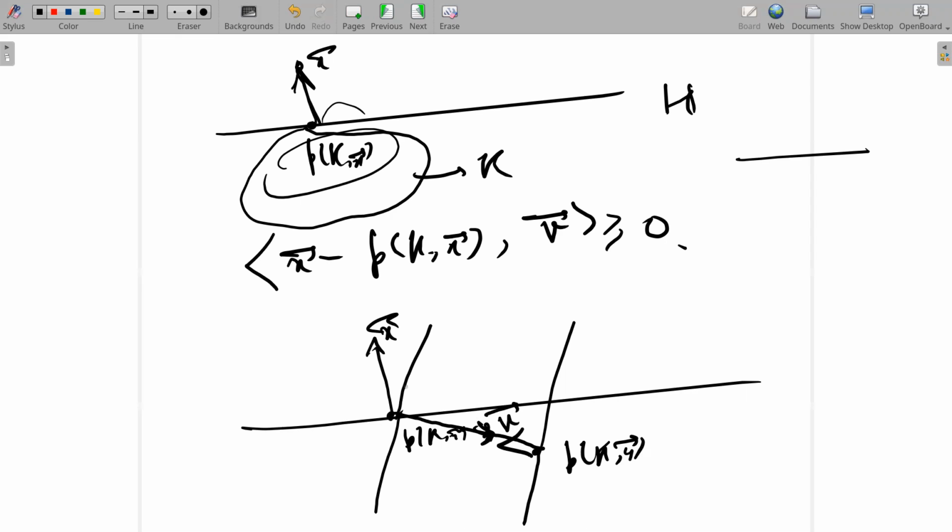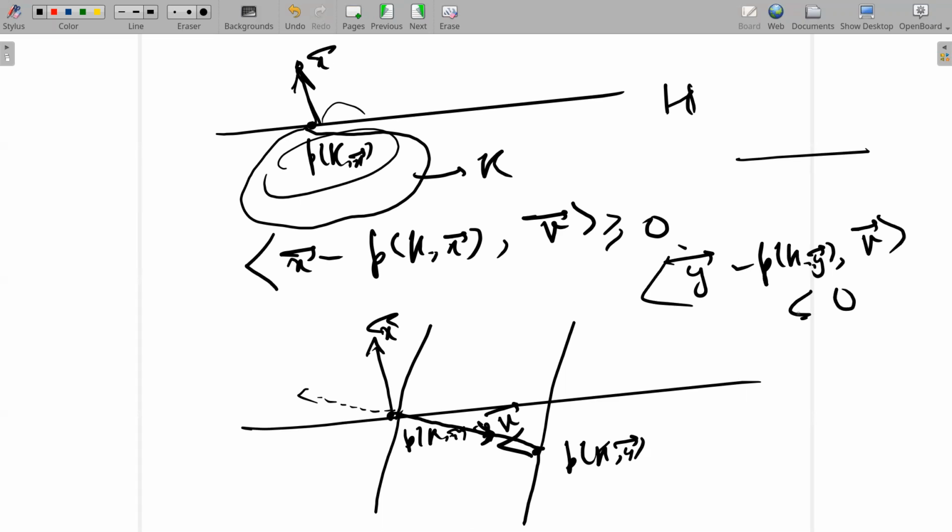What I do know is that x minus P_K x dotted with v is bigger than or equal to 0, because v is pointing this way, the way I have defined it. Similarly, you will have y minus P_K y dotted with v is less than or equal to 0. That is primarily because the direction of v is this way, but the logic is still the same. You have y and P_K y is the closest point there.